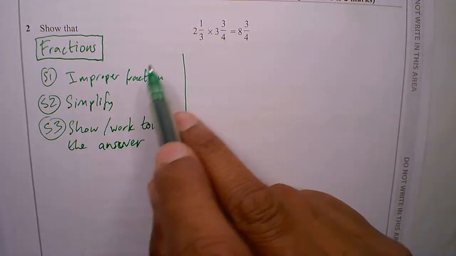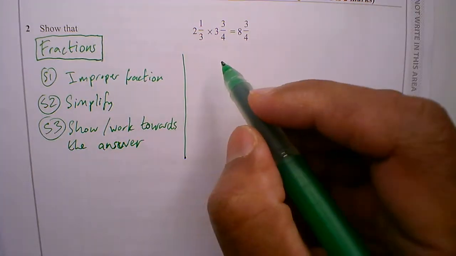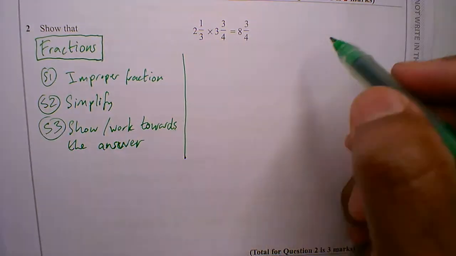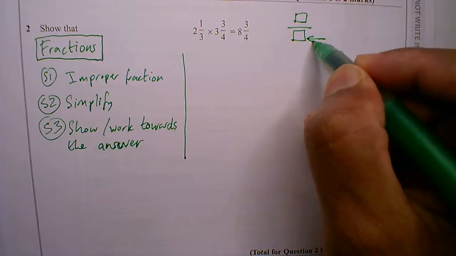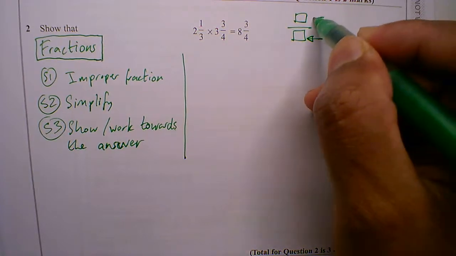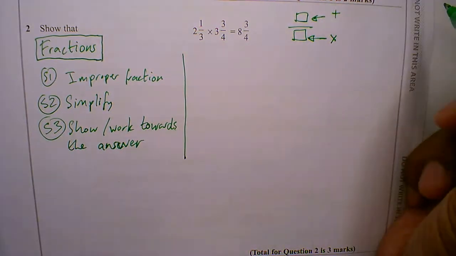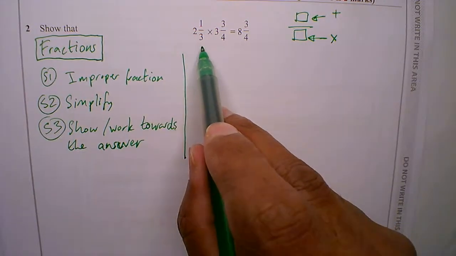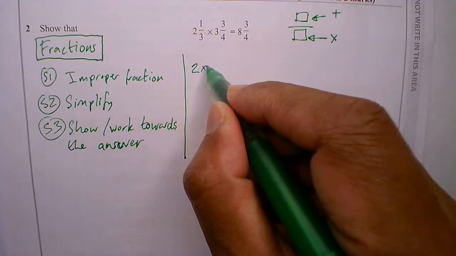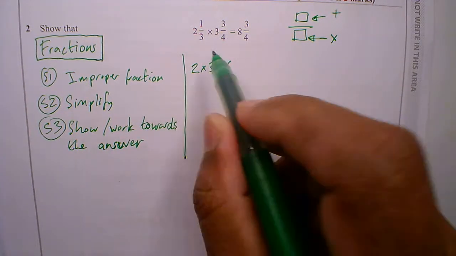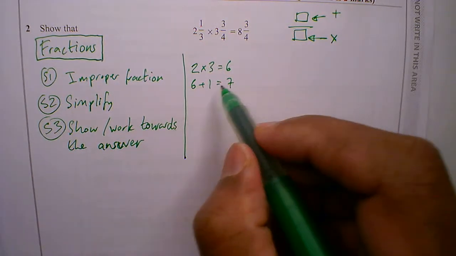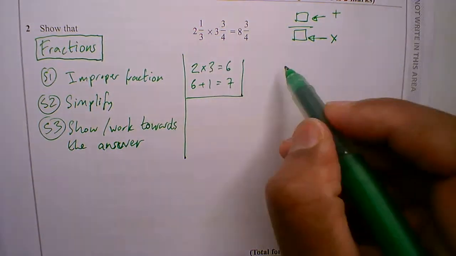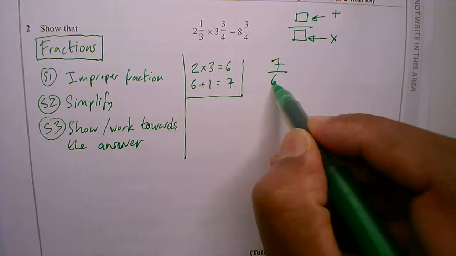So let's do step 1. Change this to an improper fraction. So remember, my denominator, my bottom number, I'm going to be multiplying, and my top number I'm going to be adding. So I'm going to do 2 times 3 plus 1. 2 times 3 equals 6. Add 1 gives me 7. So that's going to be my first term, 7 over 6.